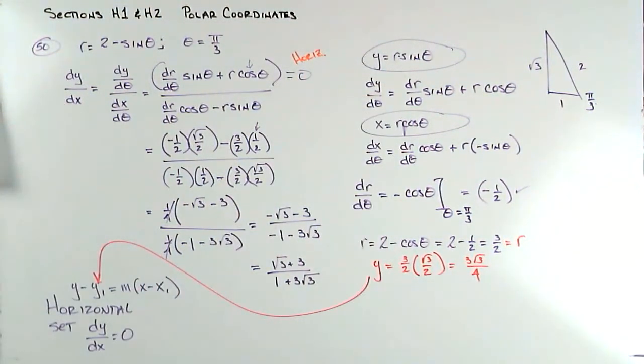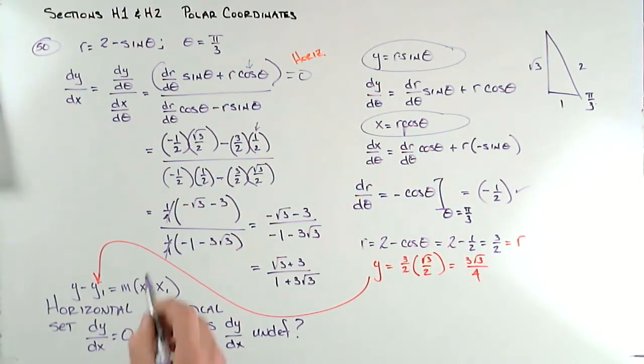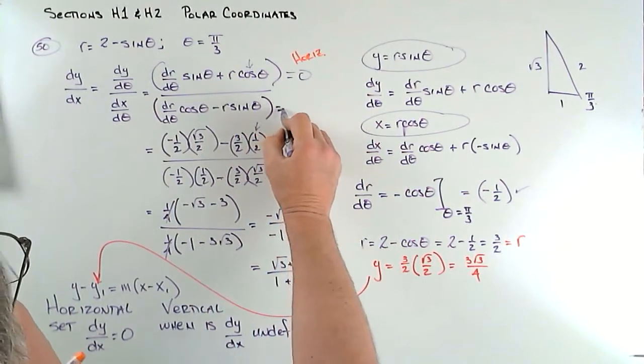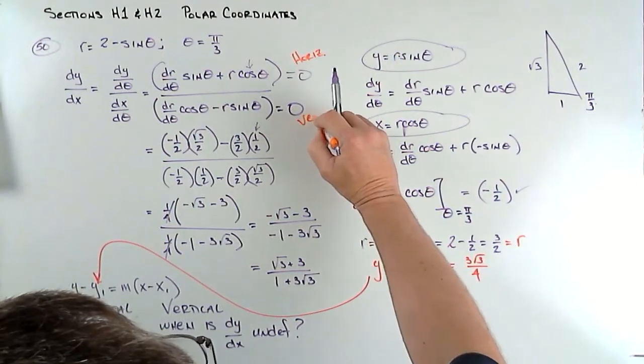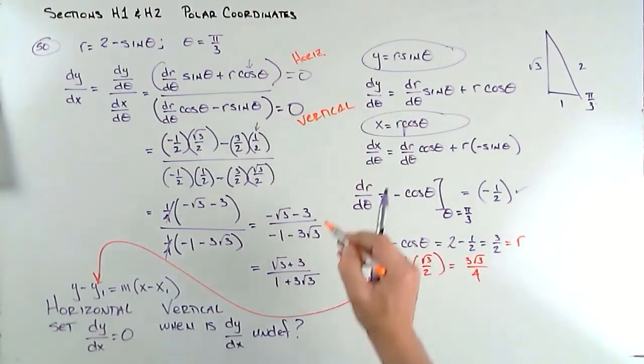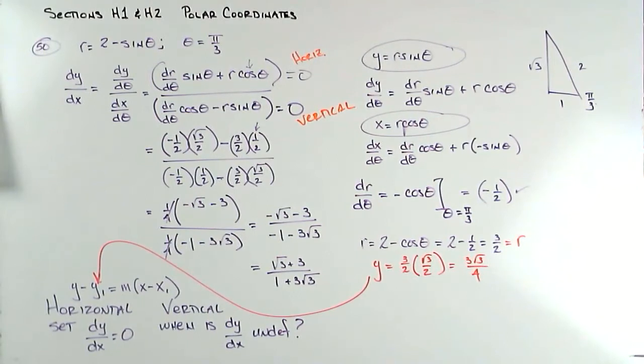But for vertical, we would want to know when is dy over dx undefined. When is that undefined? Well, again, it's a fraction. To determine when it's undefined, you would take the denominator and set that equal to 0. So you would need to set up those equations, those trig equations, and see when each of them are equal to 0. And that's how you solve problems 53 and 55.